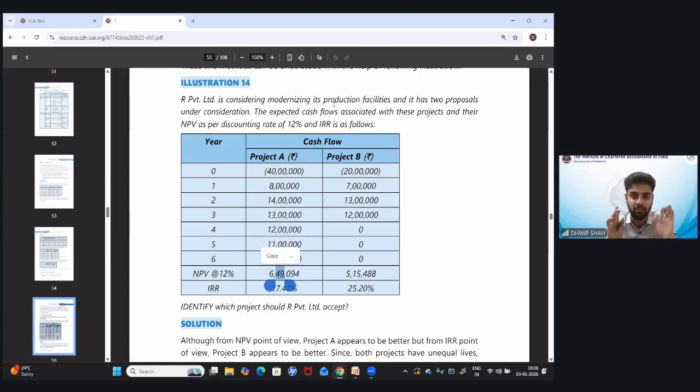Not and, but either of them. Are you following? These two techniques make the projects at par, make them comparable for decision making. This is the whole theme behind this concept. Understood till here? Yes, correct. Kuldeep is right.